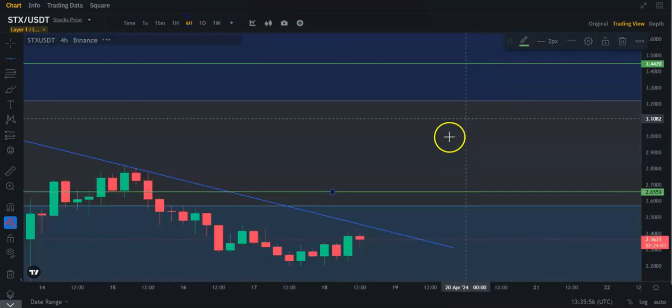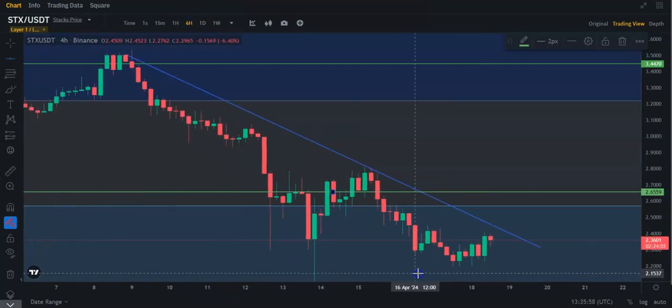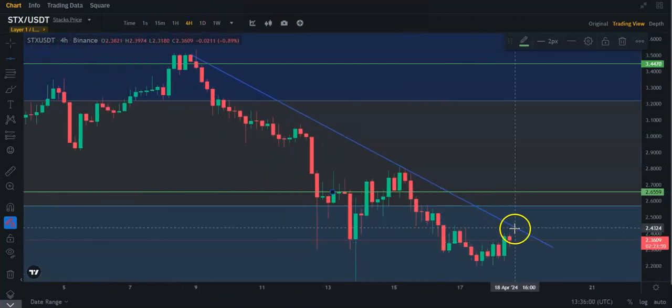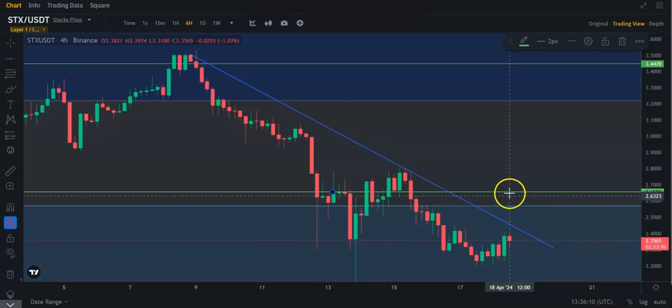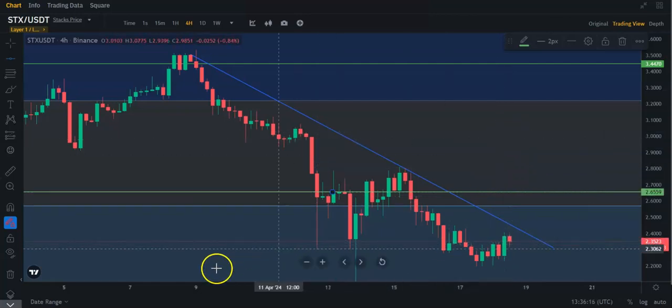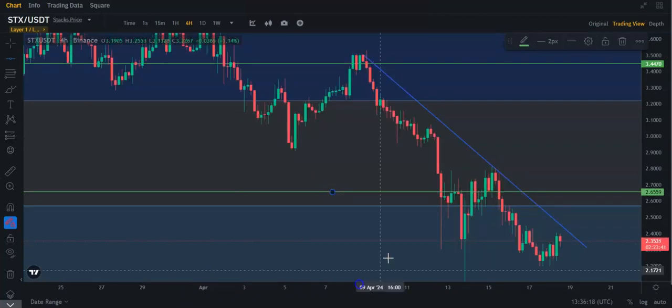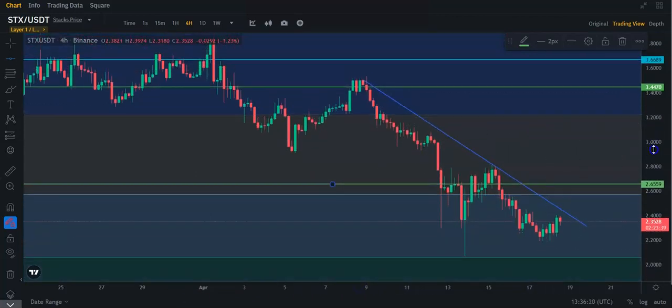But yeah, let's go back to this 4-hour chart. So basically, if we're going to break this trend line, it needs to break at about 2.46, 2.47. Then 2.56, 2.57, and then $2.65. If we can break $2.65, I'm not going to get into too much detail because it's still quite a ways away, really, I believe.